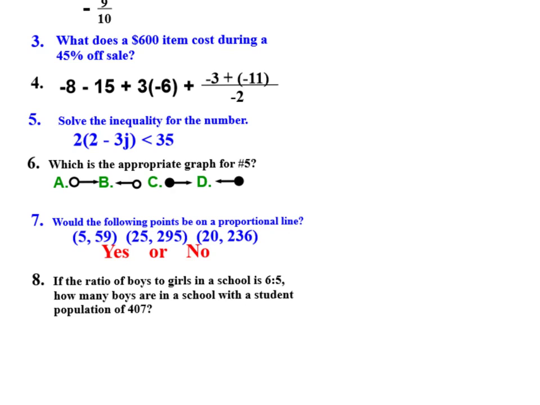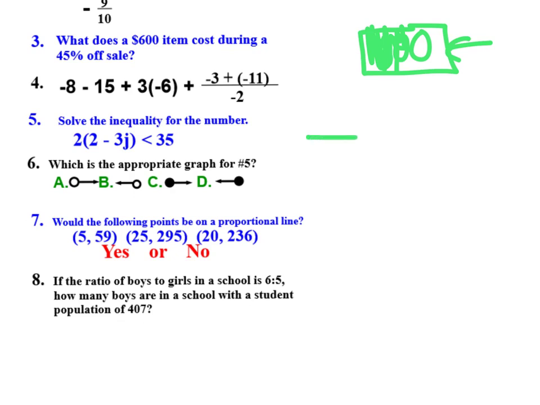Number 3 asks, what does a $600 item cost during a 45% off sale? Draw a picture of that first of all. The thing was $600. We cut off 45% of it. That means we almost cut off half of it. And so we're looking for what this price would be after we cut off almost half of it. It's going to be a little bit over $300 because we didn't cut off half. If we cut off 50%, it would be exactly $300.